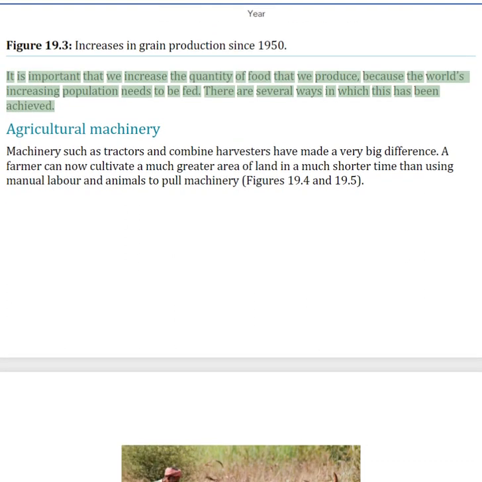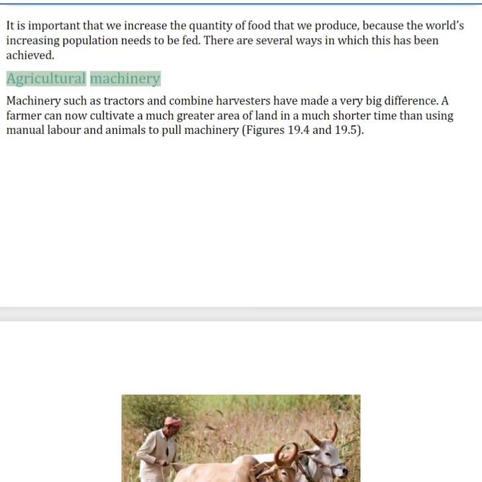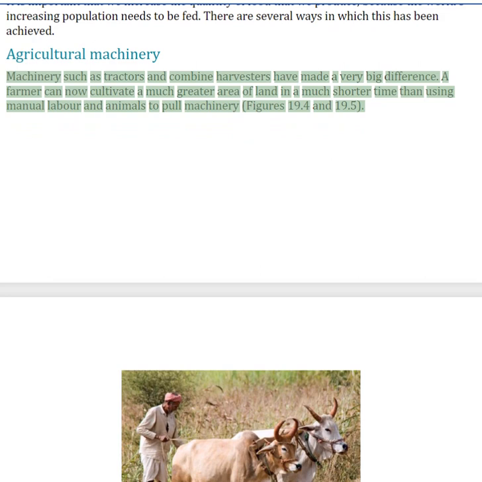It is important that we increase the quantity of food that we produce because the world's increasing population needs to be fed. There are several ways in which this has been achieved. Agricultural machinery. Machinery such as tractors and combine harvesters have made a very big difference. A farmer can now cultivate a much greater area of land in a much shorter time than using manual labor and animals to pull machinery.